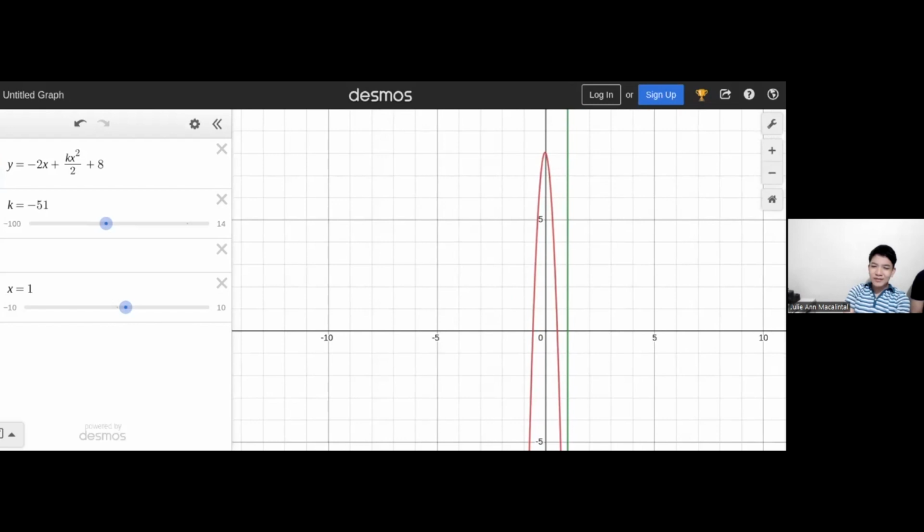Buti na lang po no reversals. So I think i-add mo na lang sa book na may assumption na no reversals in direction. Opo.